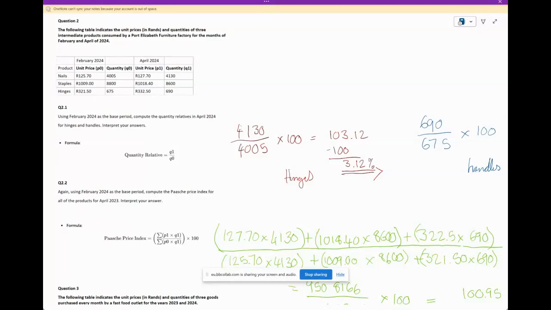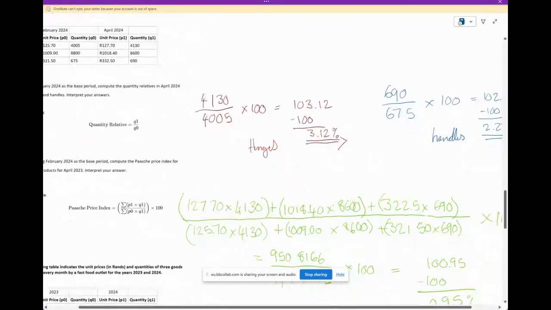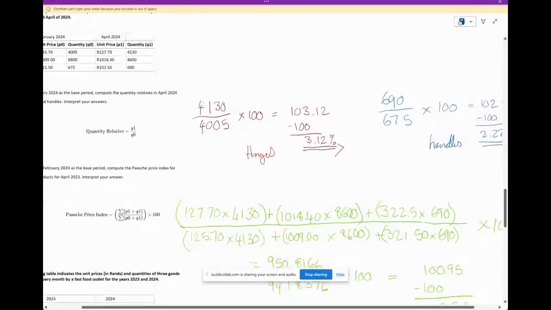So here obviously very straightforward. We get the quantity for April, which was your 4,130, and we divide it by your quantity in February, which is the 4,005. Then times 100, then minus 100 to get the percentage increase or decrease. So for the first we saw it was 3.12. Most of you got that. But again, you did not manage to interpret, which tells me that you guys don't really know what you are doing.